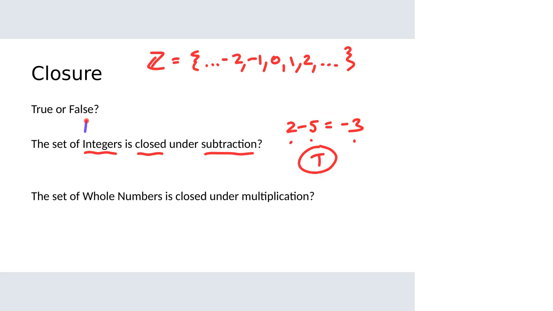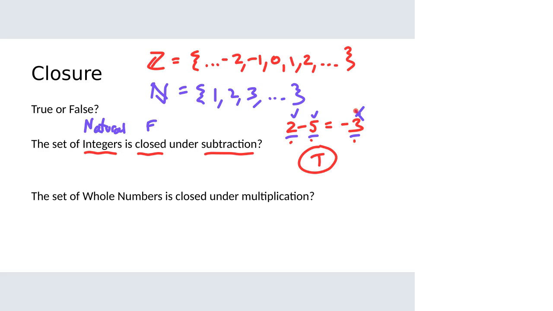If this question had been the set of natural numbers, which natural numbers are just 1, 2, 3 on forever. If that question had been natural numbers closed under subtraction, then 2 minus 5 is -3 would make that false because I did natural number minus natural number and I got something back that's not a natural number. So while the set of integers is closed under subtraction, the set of natural numbers is not closed under subtraction.